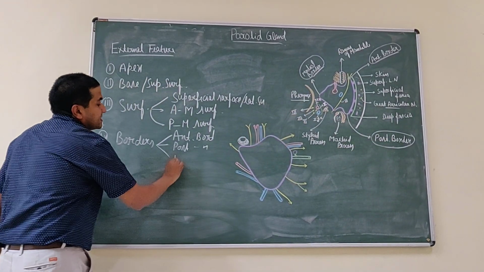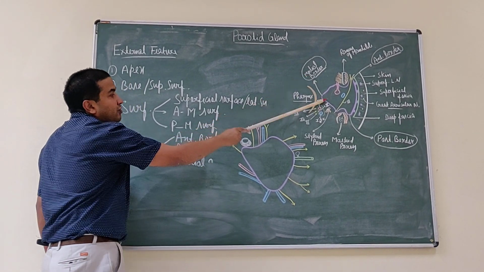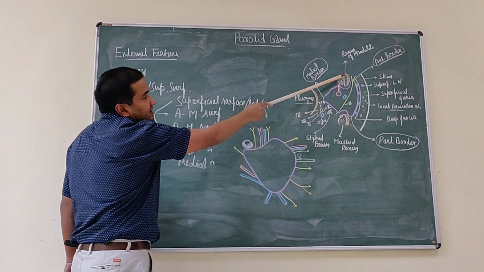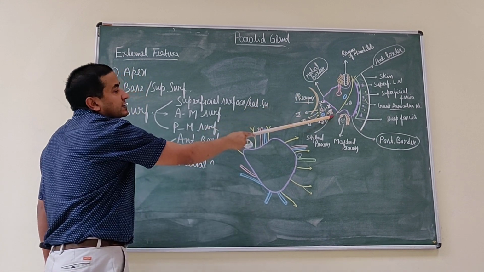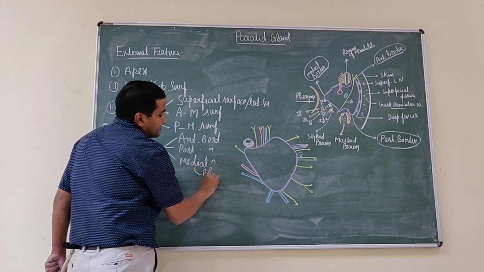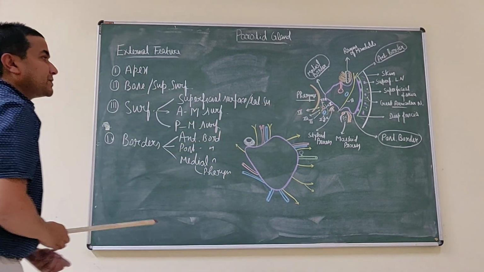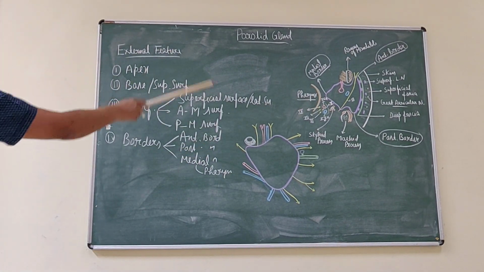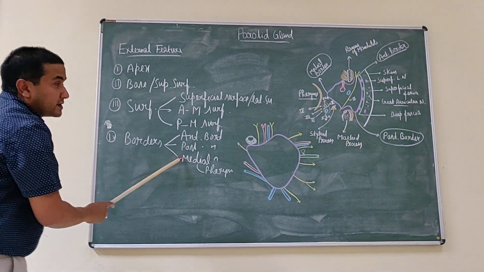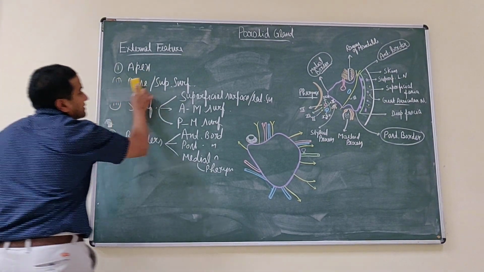And the last, it is the medial border. This medial border is close to the pharynx and it separates this anteromedial surface from the posteromedial surface. It is also known as the pharyngeal border because it is close to the pharynx. So the parotid gland has an apex, a base, three surfaces and three borders. Now one by one we will discuss these structures.